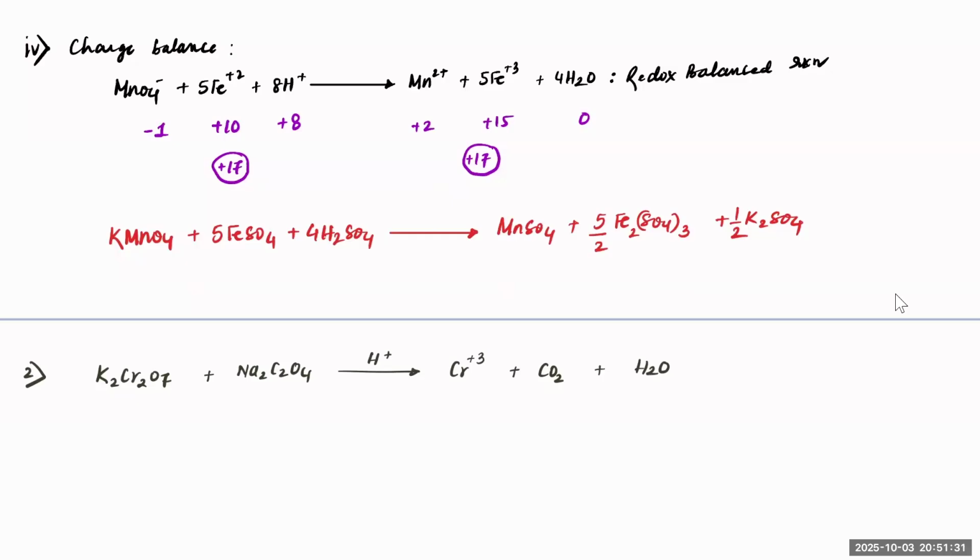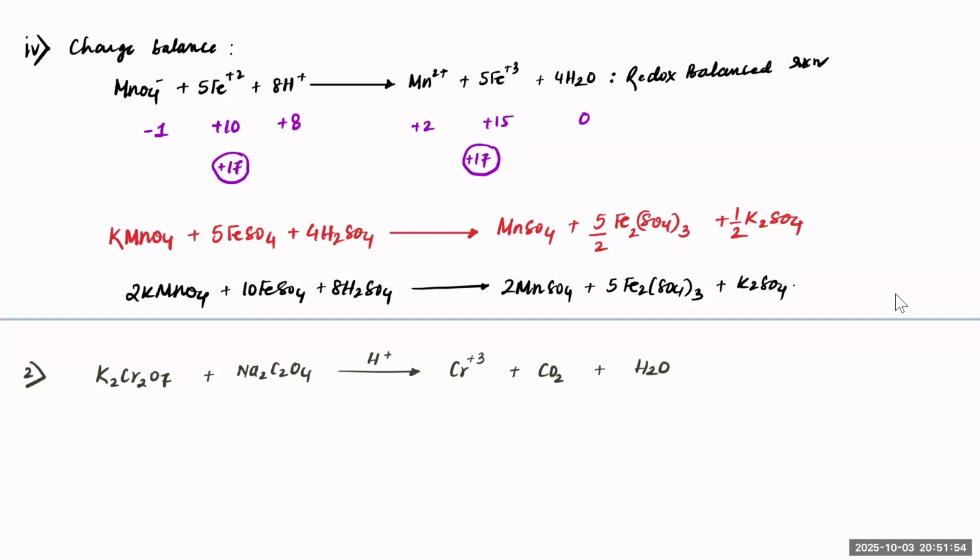So what is the final equation you will get? 2 KMnO4 plus 10 FeSO4 plus 8 H2SO4 is giving 2 MnSO4 plus 5 Fe2(SO4)3 plus K2SO4. Now look into it, everything is balanced.